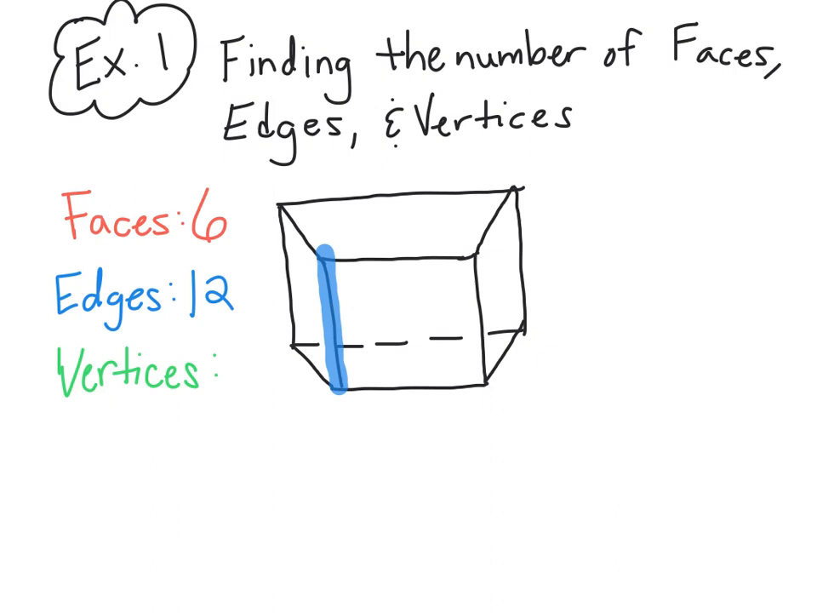And for some reason I cannot get that one little blue line to go away, so we're not going to worry about it, but we are going to focus on vertices, which we said, remember, are basically corners, and they're a place where 3 faces come together.